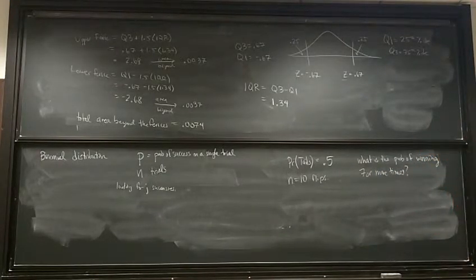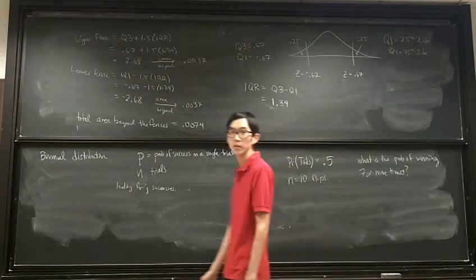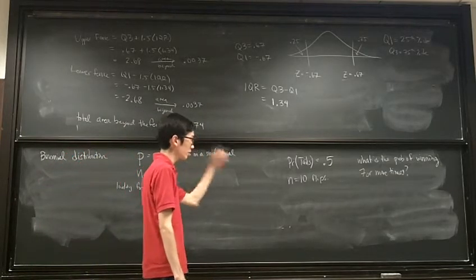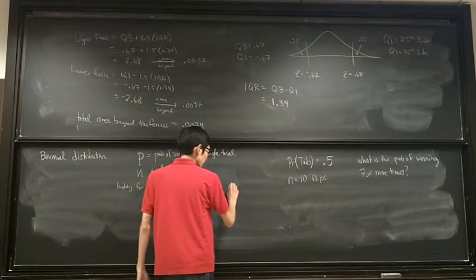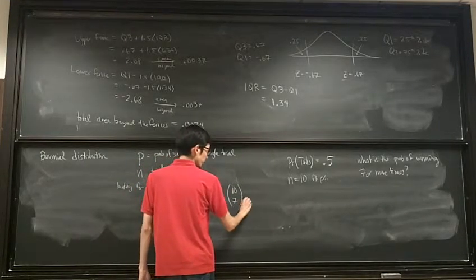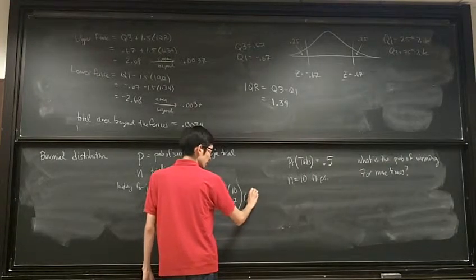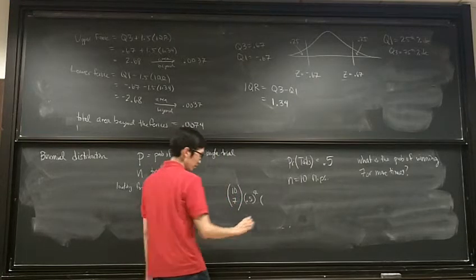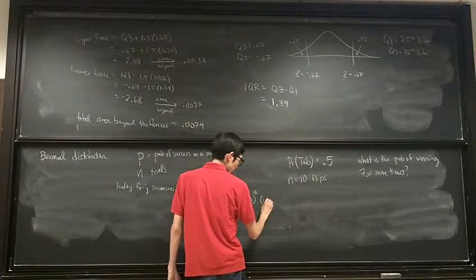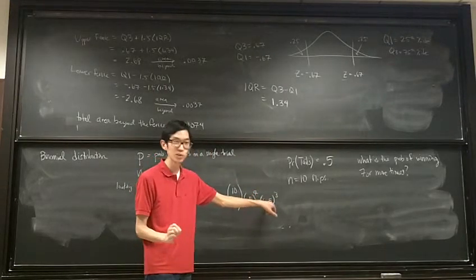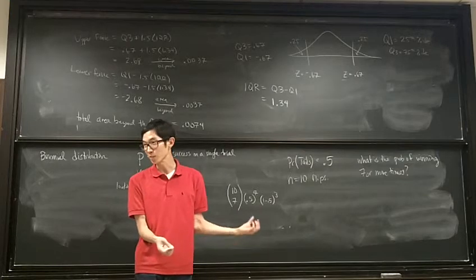Okay. How do we calculate this? The first one is going to be 10 choose 7, 0.5 raised to the 7, times 0.5 raised to the 3, which is 1 minus 0.5 raised to the 3. And because this is 0.5 and this is also 0.5, you can combine those two into 0.5 to the 10.